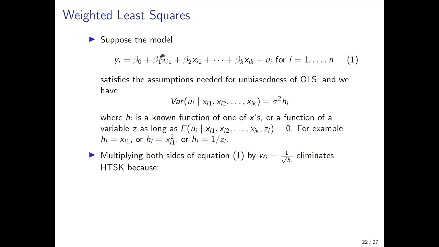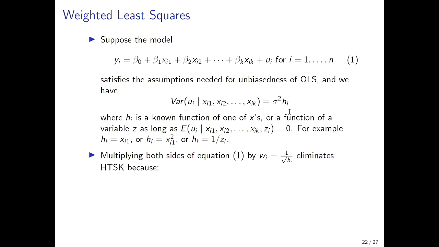So here's my linear regression model given by equation one. And the variance of u_i, again the conditional variance of u_i, is equal to sigma squared times h_i, where h_i is some function of an observable variable. For example, h_i might be equal to x_i1, the ith observation on the regressor x1, or it might be x_i2 or x_ik, or it might be x_i1 squared.